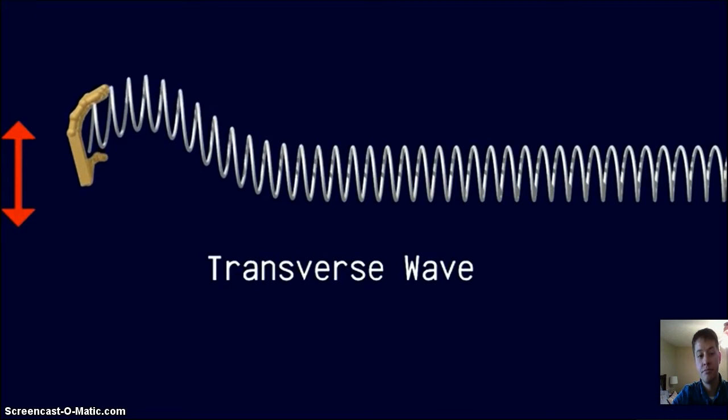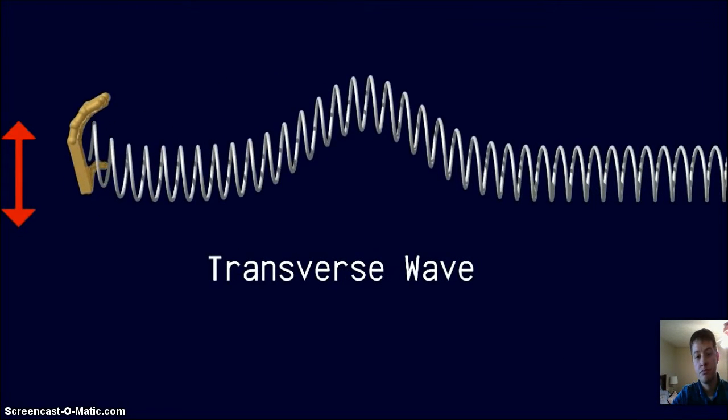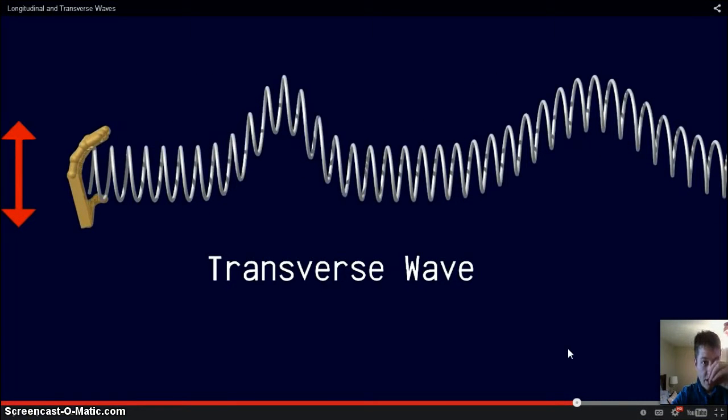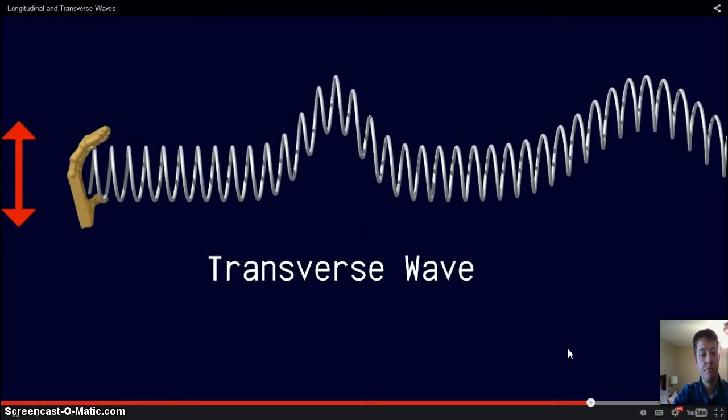In a transverse wave, the disturbance that makes up the wave is perpendicular to the direction in which the wave travels. So this hand, you yank the spring up, so the disturbance was going up and down, but the wave is still moving from left to right. So we call this a transverse wave because the disturbance is perpendicular to the movement of energy.